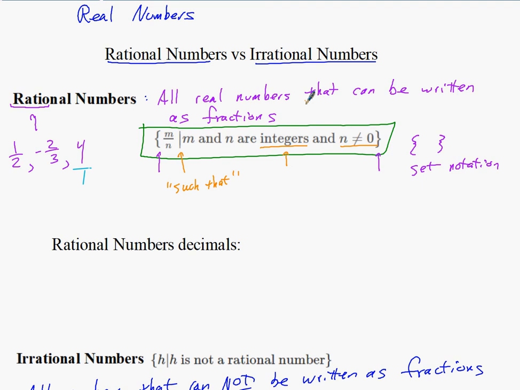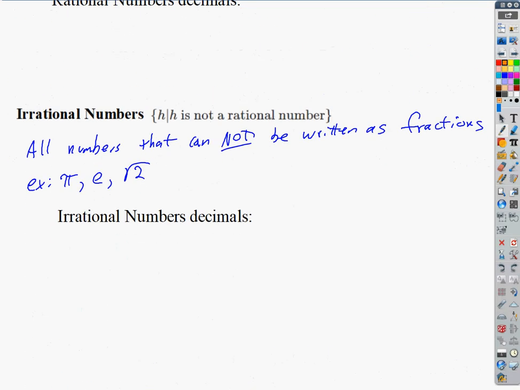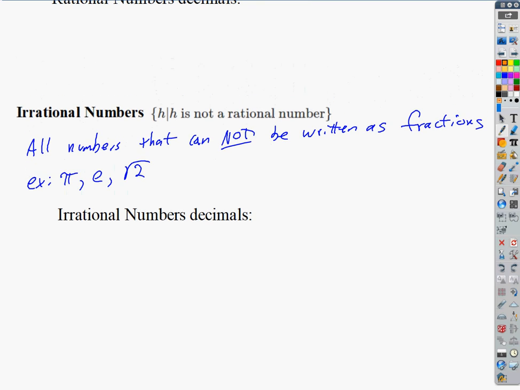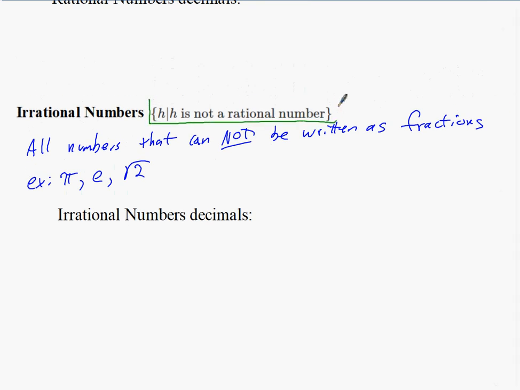Okay? Down here at the bottom, irrational numbers. Okay, here's the math definition of irrational numbers. It's the set of h where h is not a rational number. So every possible value of h where h is not rational, that would mean all of the irrational numbers. Everything that's not rational is irrational.